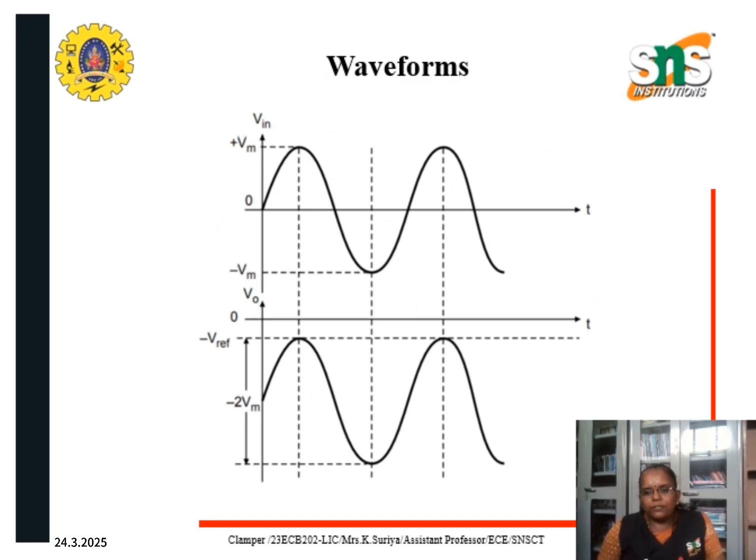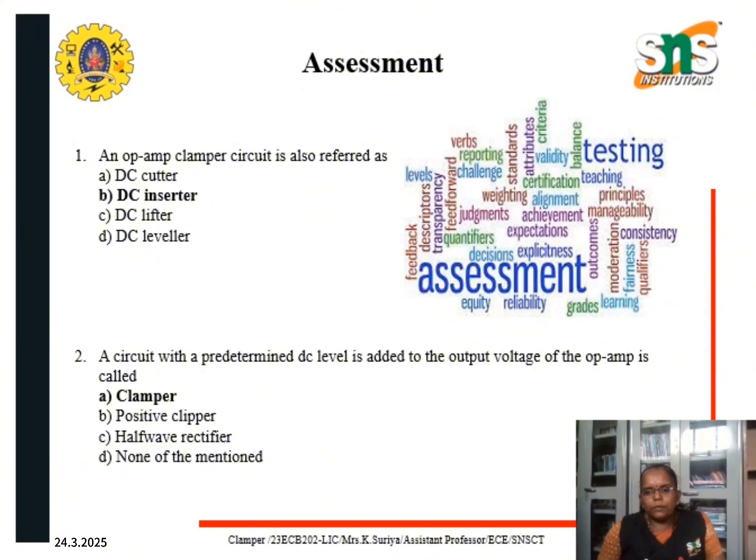Here the V reference value is a negative value, minus V reference. So the input signal gets shifted downwards up to the V reference value as shown here. Hope you understood the working of a clamper.